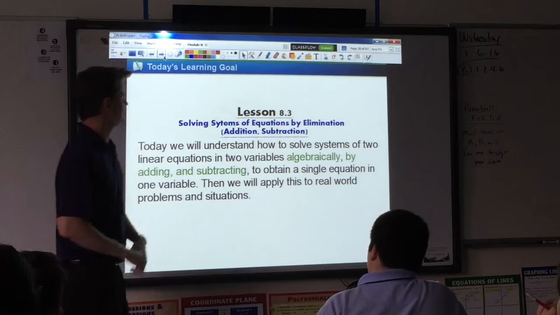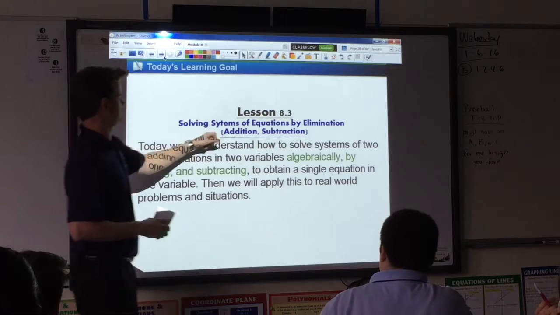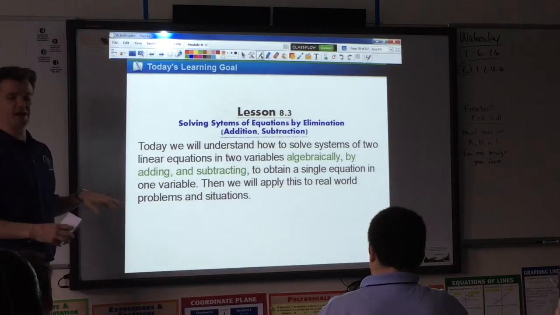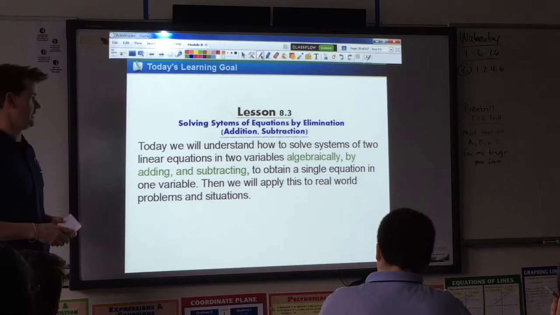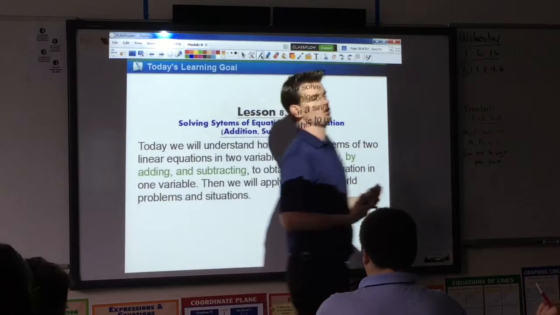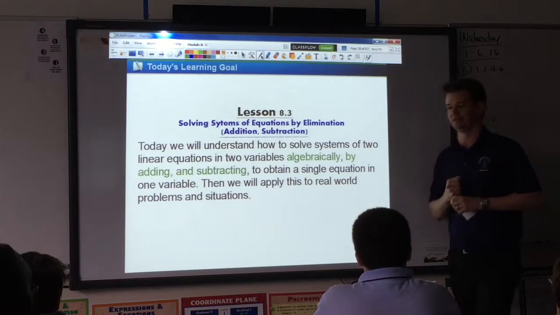Now, today we're doing lesson 8.3, which is systems of equations. We're going to be solving them using elimination, specifically addition and subtraction. We will understand how to solve systems of two linear equations in two variables, x and y, algebraically by adding and subtracting to obtain a single equation, which we will then solve. Last but not least, we're going to apply that to real-world problems and situations.